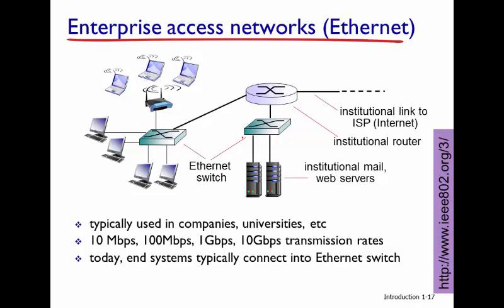Enterprise access network, called Ethernet. So we have an Ethernet switch, some institutional link, like Morse College. We have an institutional router. So within this domain, we have an Ethernet switch, and then some servers available, some terminals available. So typically used in companies, universities, with 100 Mbps, 1 gig, 10 gig transmission rates.